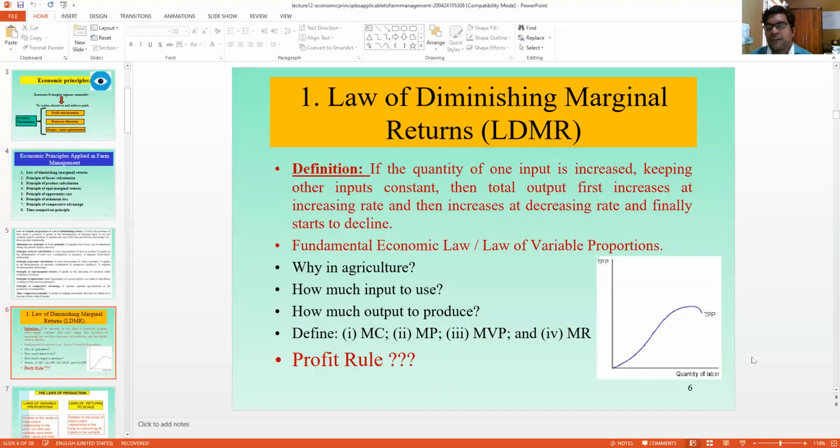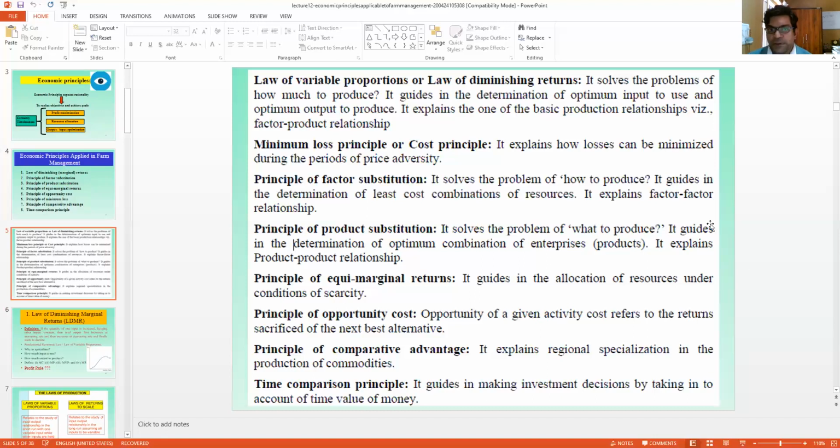Now, first one. So we have seen eight different economic principles. The first one is law of variable proportions. The second one is principle of factor substitution. The third one is principle of product substitution.